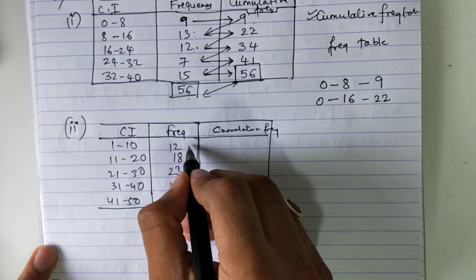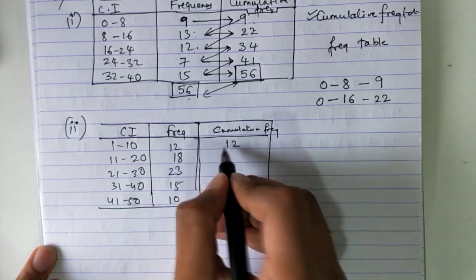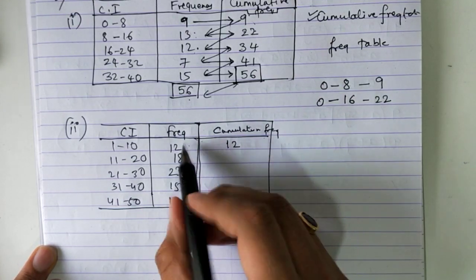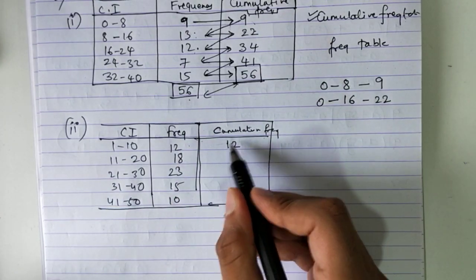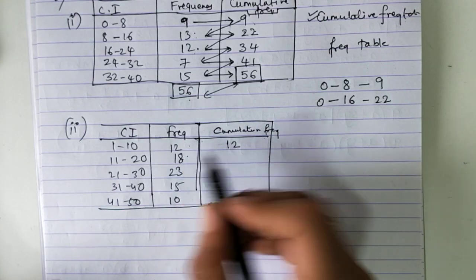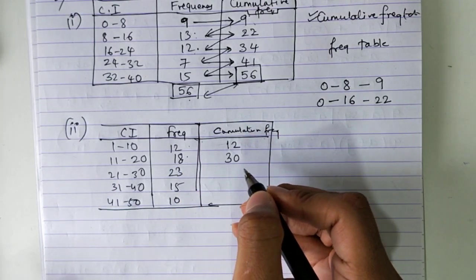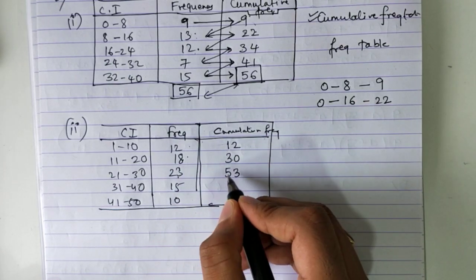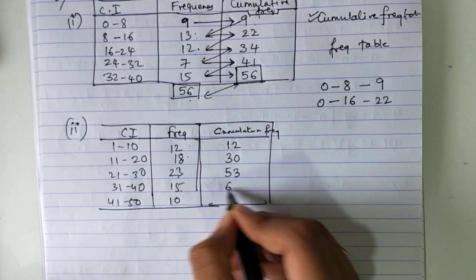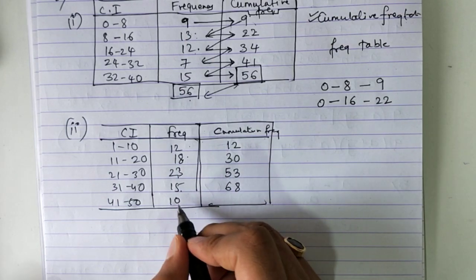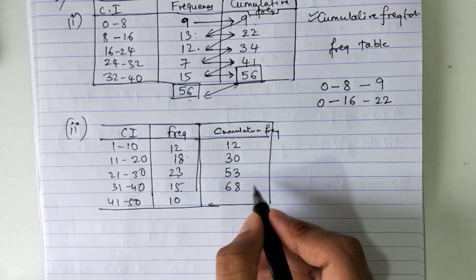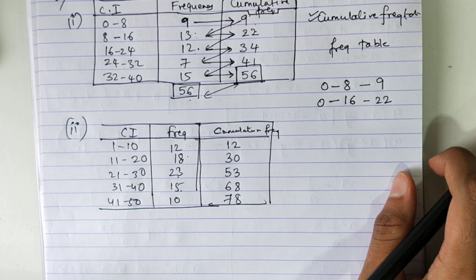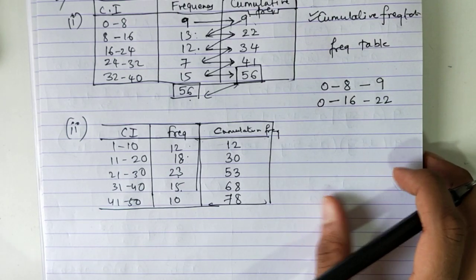So what were the steps? First, copy the first value as it is. Now I'm not drawing the arrows here because it will look messy. So copy the first value as it is, 12, and add this 12 with the next value of frequency. 12 plus 18 is 30. Then 30 plus 23 is 53. 53 plus 15, 68. 68 plus 10, 78. That's it. Okay, sum is done.